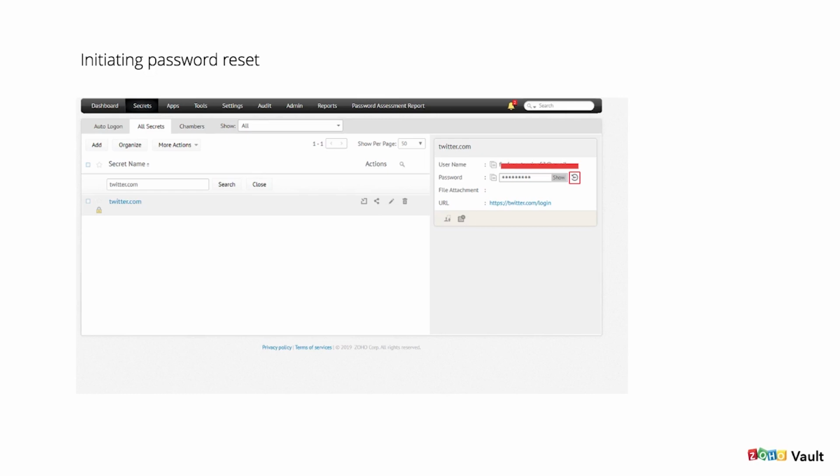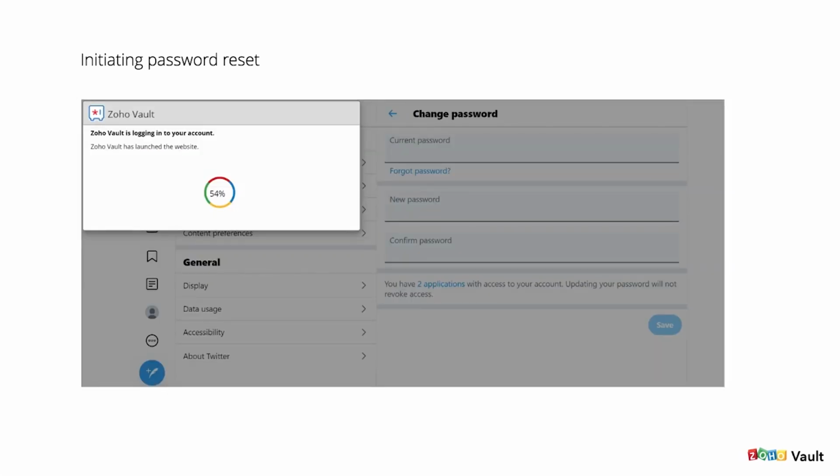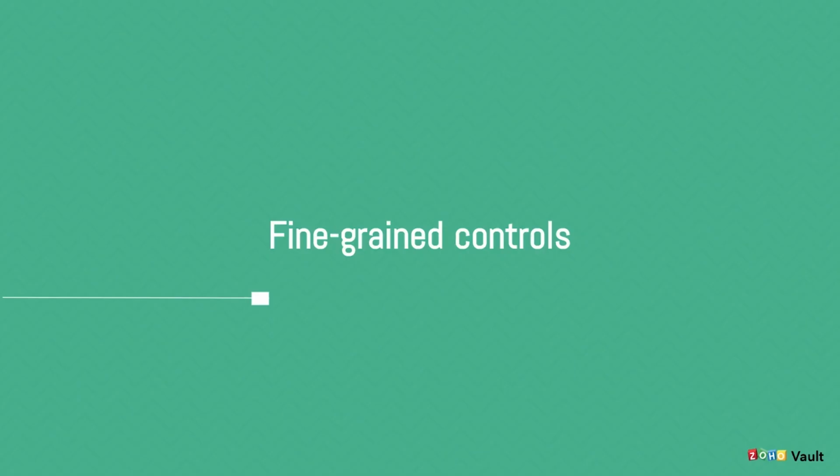Okay, you can start off by clicking the change password button that you'll find corresponding to the secret that you select either in your web application, or even if you would like to reset your password from the browser extension, you can click on the secret and select the change password button corresponding to the secret found in your browser extension. You can see the progress on your screen when the password gets reset, and once this process gets completed, the new password will be automatically updated in Zoho Vault.